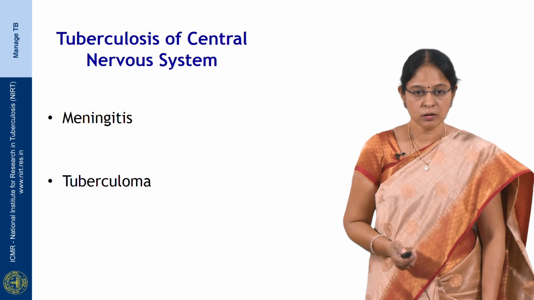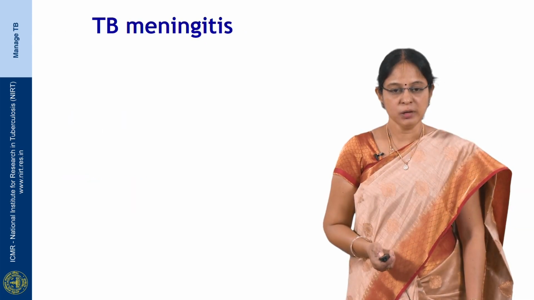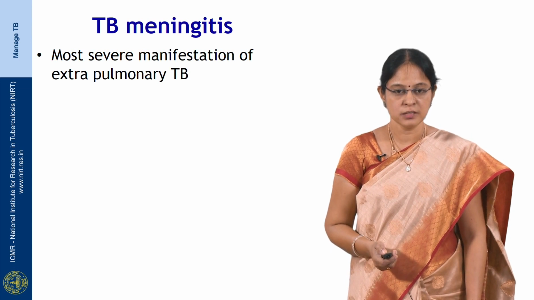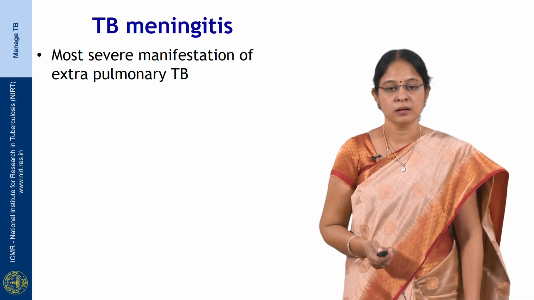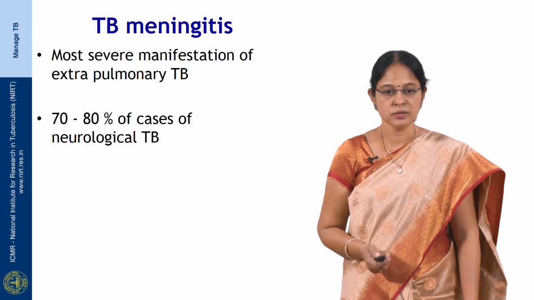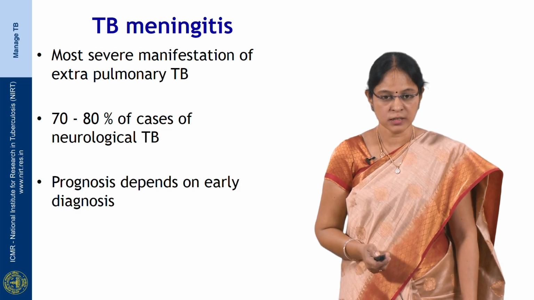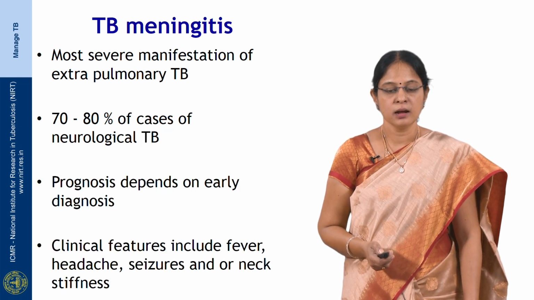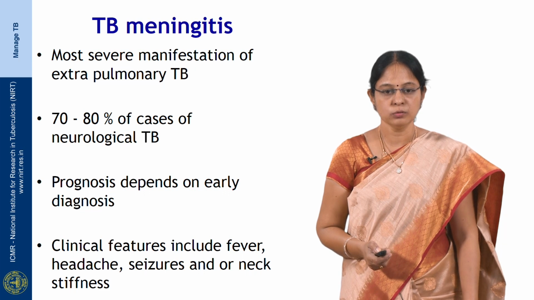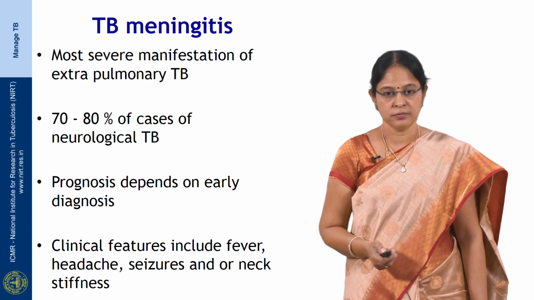Meningitis and tuberculoma are the two common forms of central nervous system TB. TB meningitis is the most severe manifestation of extrapulmonary TB. Of all the cases of neurological TB, it accounts for 70 to 80% of the cases. The prognosis usually depends on early diagnosis. The most common clinical features include fever, headache, seizures or neck stiffness.